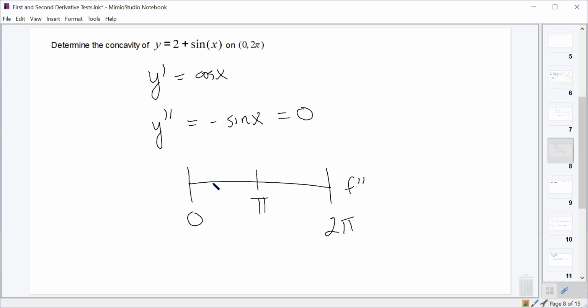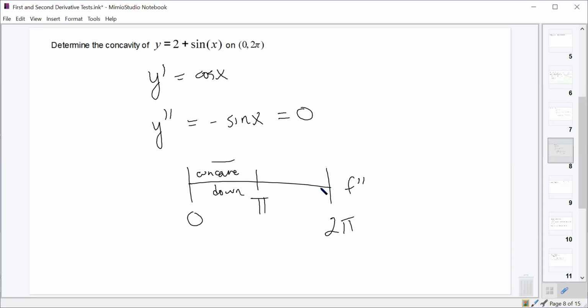So if I plug in something between 0 and pi, let's say pi over 2, what's the sine of pi over 2? Root 2 over 2. That'd be the sine of pi over 4. But we can use that. That'll work. Let's say we pick the sine of pi over 4. That'd be root 2 over 2, and then it's negative, which tells us that on this interval, the second derivative is negative, which tells us that this is concave down on the interval from 0 to pi.